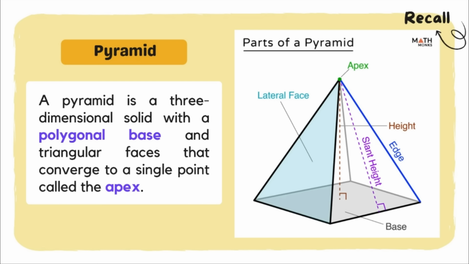Okay, let's start with a simple recall. Remember, this topic is not new to you, grade 8 students, because this topic is already introduced to you in grade 7. Okay, so let's review the definition of pyramid. Well, a pyramid is a three-dimensional solid with a polygonal base and triangular faces that converge to a single point called apex. So, ito po yung ating base. It can be a square, a rectangle, or any kind of polygon. And then, this is our apex. We have the lateral faces. We have the slant height and the height perpendicular to the base. And we have here the edge. So these are all the different parts of a pyramid.